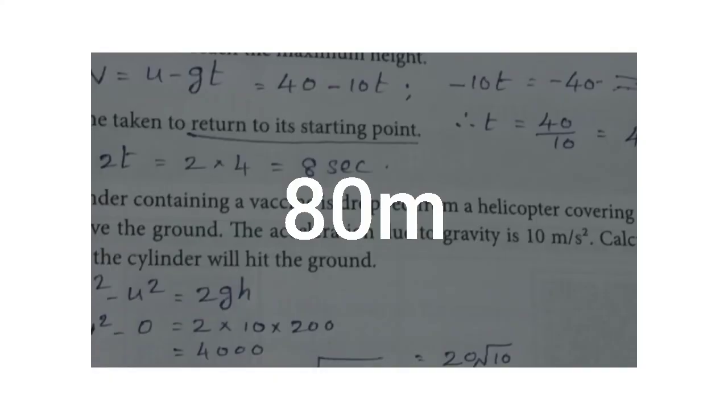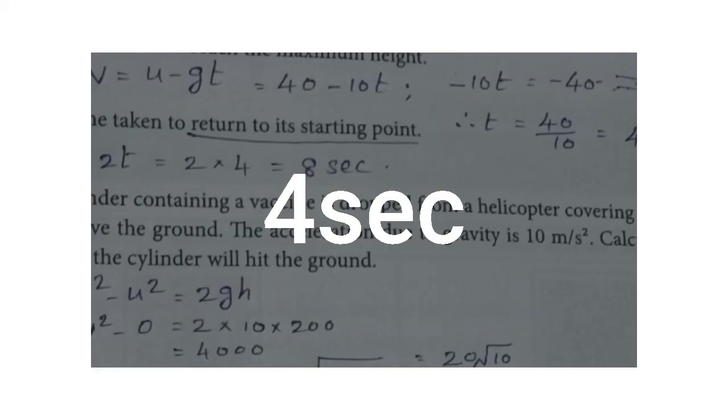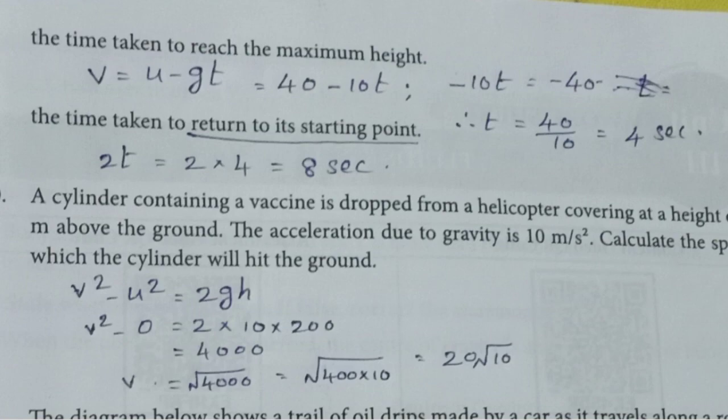B. The time taken to reach the maximum height: V is equal to U minus GT is equal to 40 minus 10T. Minus 10T is equal to minus 40. Therefore, T is equal to 40 by 10 is equal to 4 seconds. C. The time taken to return to its starting point. 2T is equal to 2 into 4 is equal to 8 seconds.